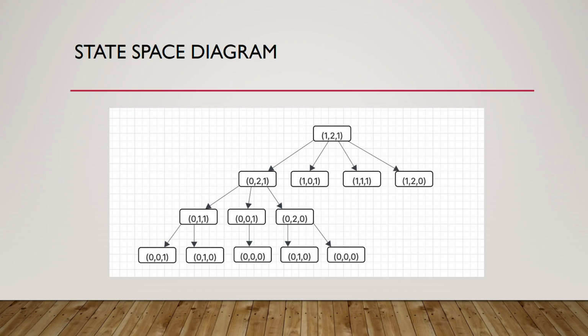So this is a state space diagram of the NIM game with the initial configuration as 1, 2, 1, and this path is one of the solution paths for this game.